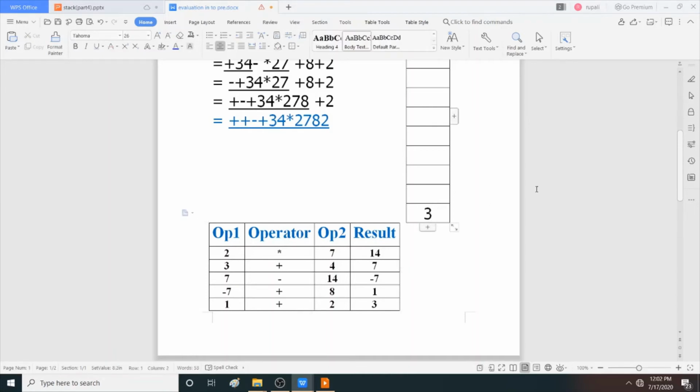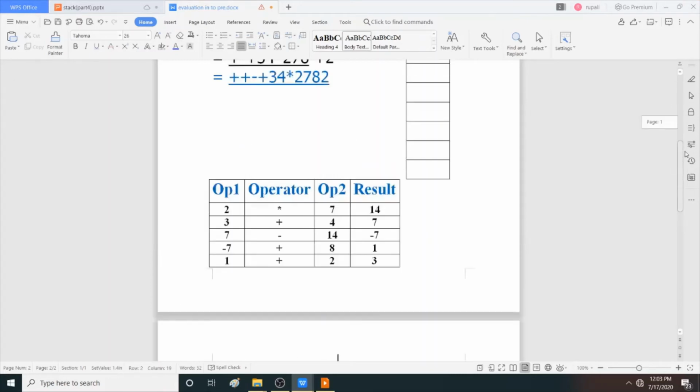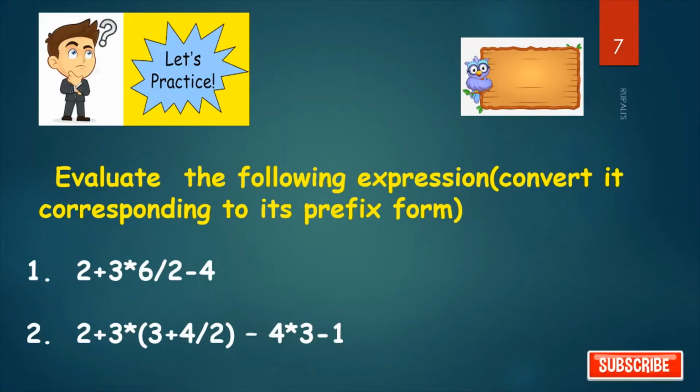Finally, when we pop the stack, we get the result. So pop the stack and the result is 3. So this is our result. In this way, prefix evaluation is done. Now your task is to first convert this infix expression to its prefix form and evaluate this expression.